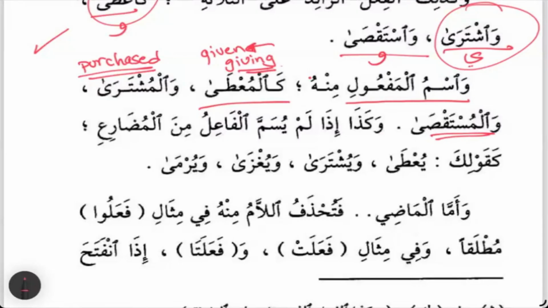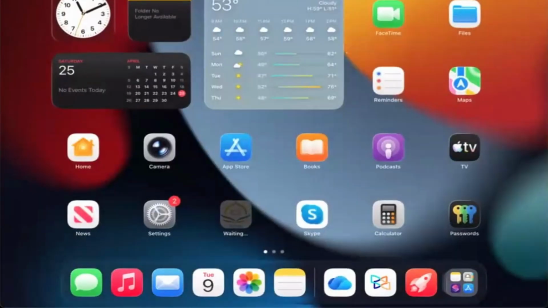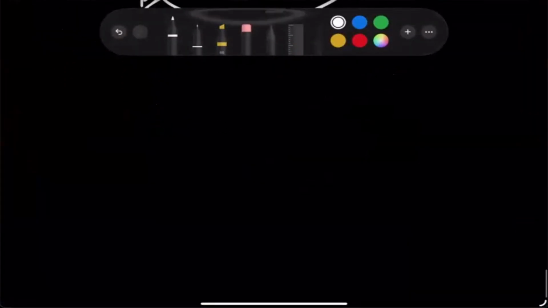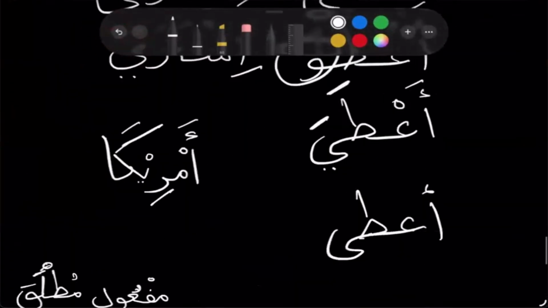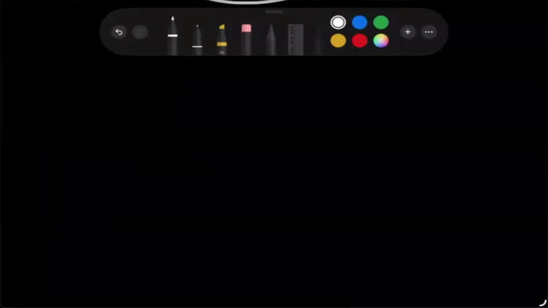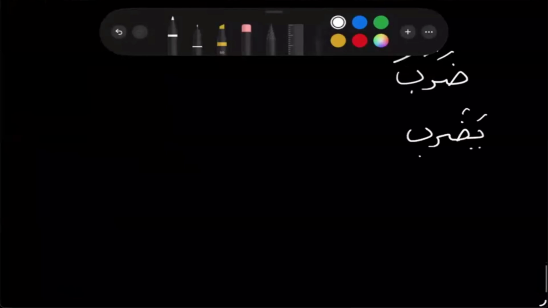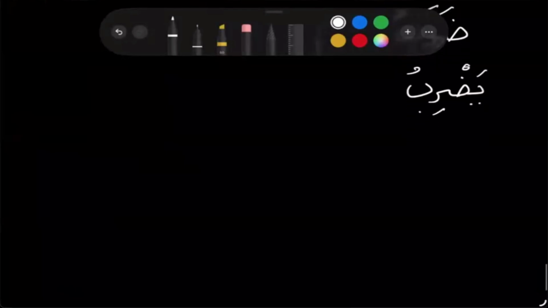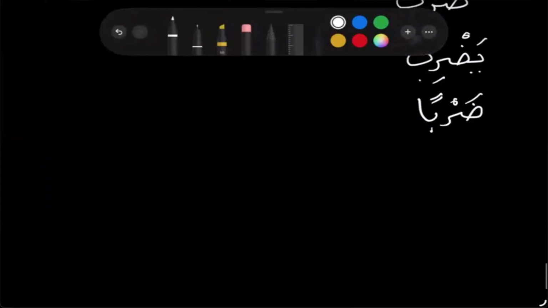Why that's ending in an alif? Because let's review the case of the name of the doer and the name of the receiver, ismul fa'il wasmul maf'ul. Let's start with what has all sound letters. And let's start with our standard example. Daraba, he struck. Yadribu, he strikes. Darban, a striking. He strikes a striking.